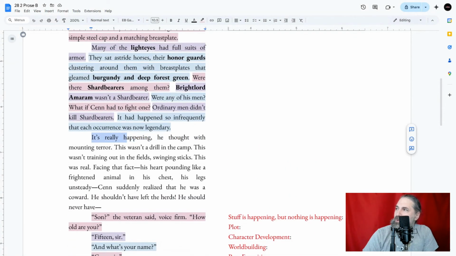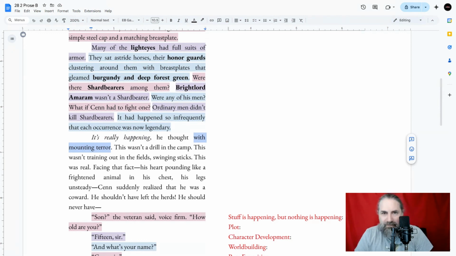"It's really happening," he thought, with mounting terror. Okay, this "with mounting terror" is telling. Oh, don't use telling, telling is bad writing. No, it's show, sometimes tell. Sometimes you need context, and sometimes you just want to keep the pace going. If you tell, the pace keeps moving. We don't need to see him physically having mounting horror here.